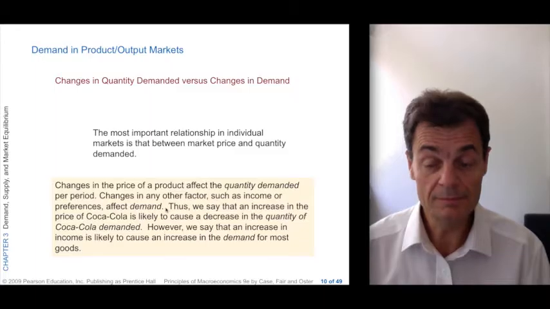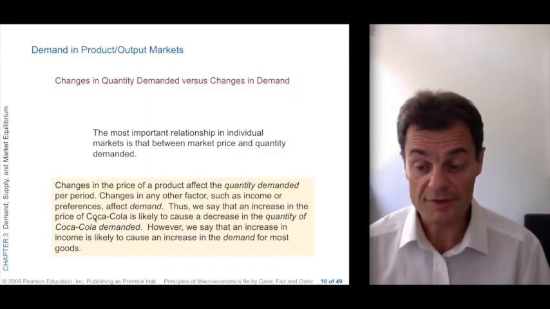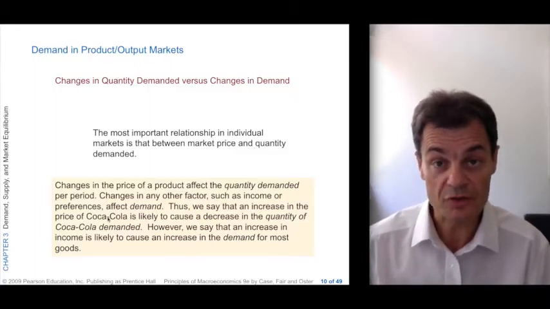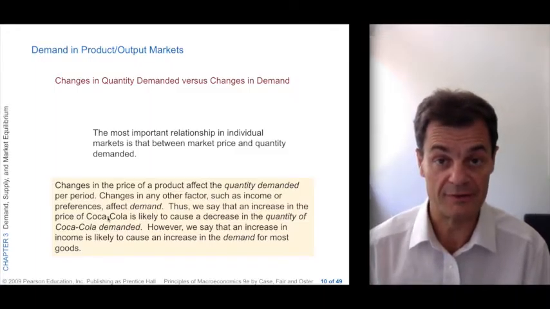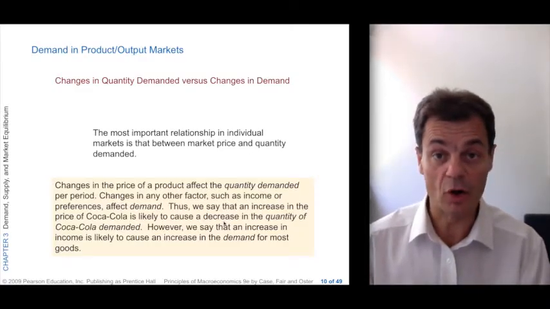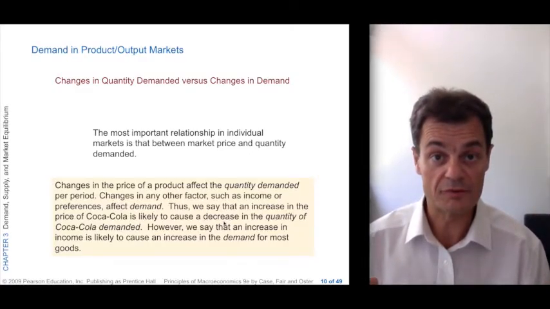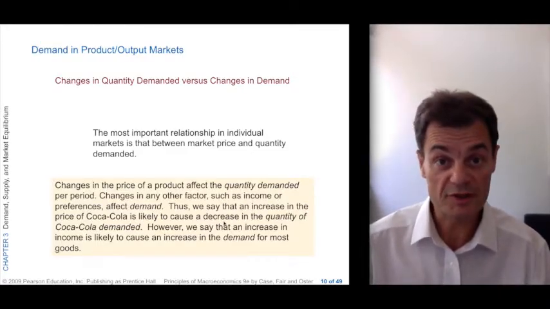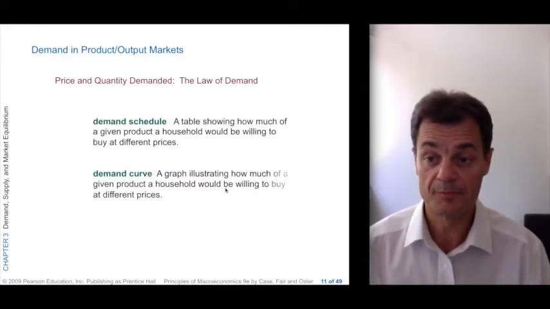As an example, we can say that an increase in the price of Coca-Cola is likely to decrease the quantity of Coca-Cola demanded. But we can also say that an increase in the overall welfare of this population is going to increase the demand for Coca-Cola as a whole. We're going to explore these concepts a little bit further.